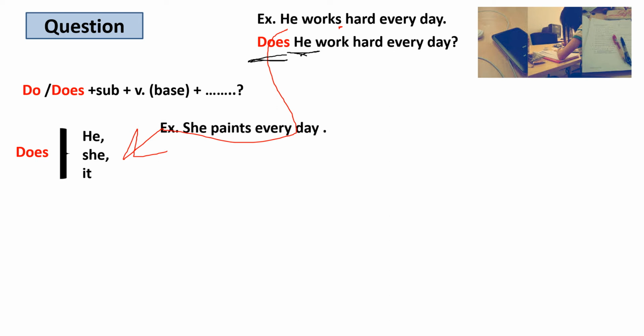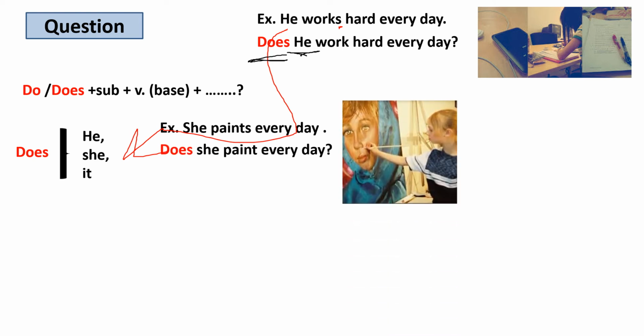Now, another example. She paints every day. Here we have she, a singular subject. That's why we add s to the verb, paints. Does she paint every day? Here we have she, a singular subject, and that's why we put does. Does she paint? انتبهوا احنا كانت عندنا paints صارت paint. تذكرون الاس اخذتها does. فيصير الفعل مجرد.